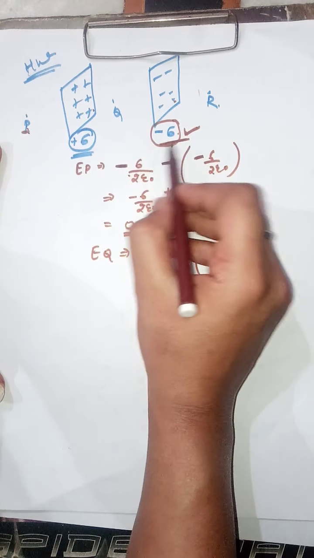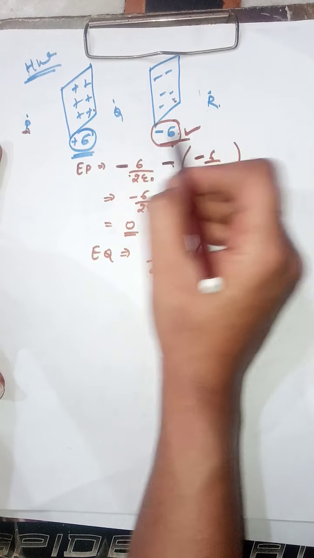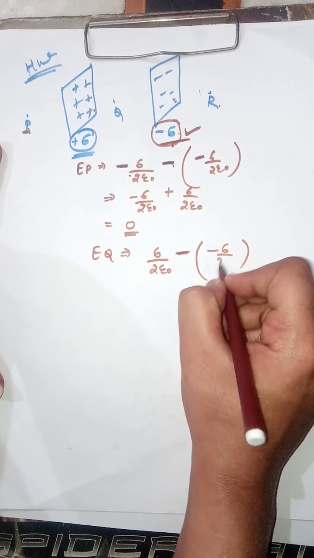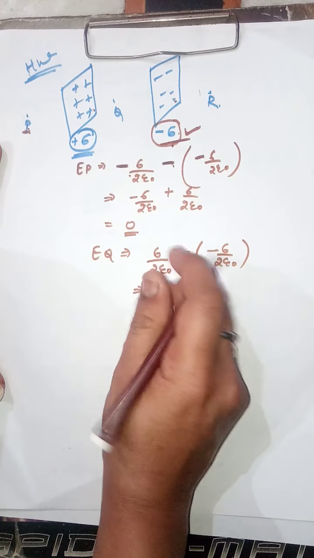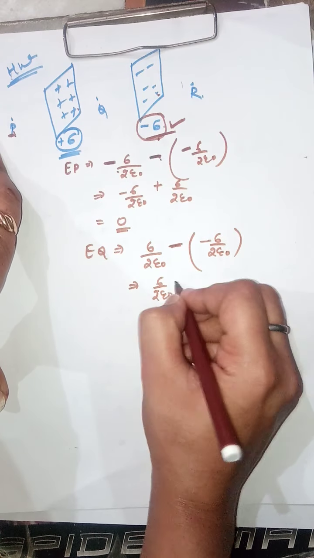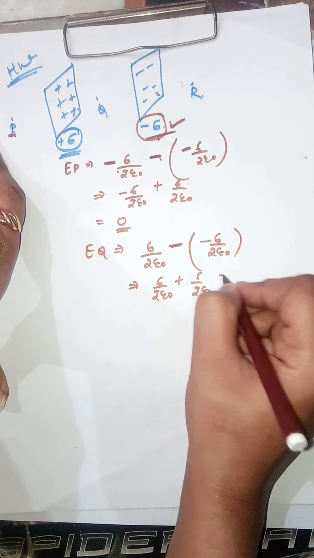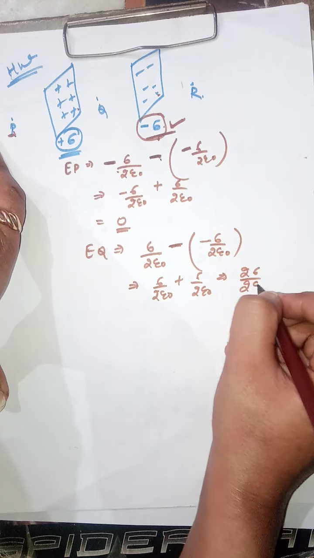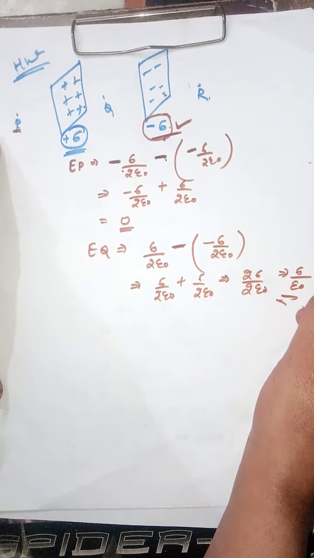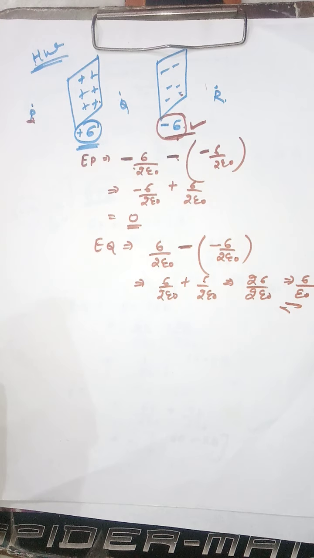Again, the surface charge density belonging to the negatively charged sheet is also negative. So we have this as minus sigma by 2 epsilon naught. So we are left with sigma by 2 epsilon naught plus sigma by 2 epsilon naught, that is 2 sigma by 2 epsilon naught, or sigma by epsilon naught, is our answer. This is the answer which we have achieved.